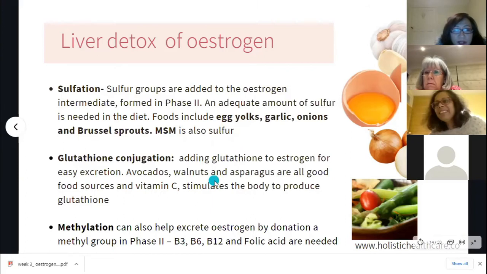So glutathione conjugation is another process, and here we're adding glutathione. You've probably already heard and understand about glutathione. That's your master antioxidant. So glutathione is one of the most powerful antioxidants that your body makes. It actually makes its own, but often it doesn't make enough because we're exposed to so much toxicity.